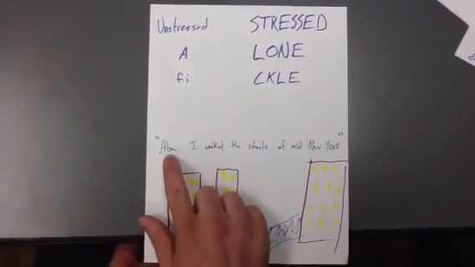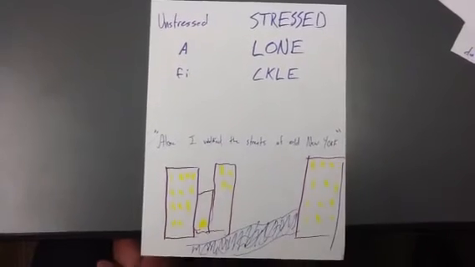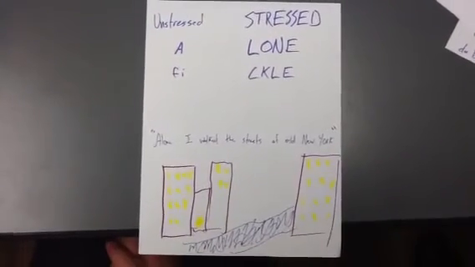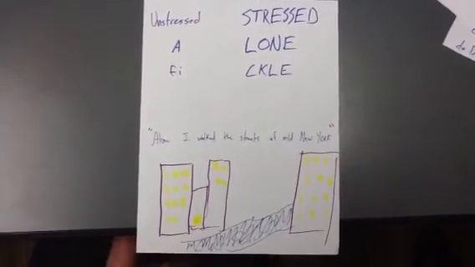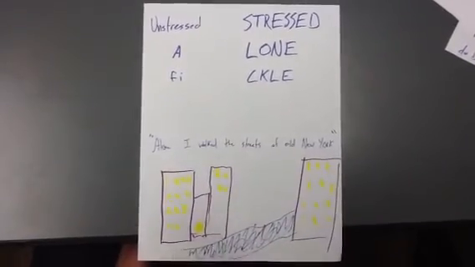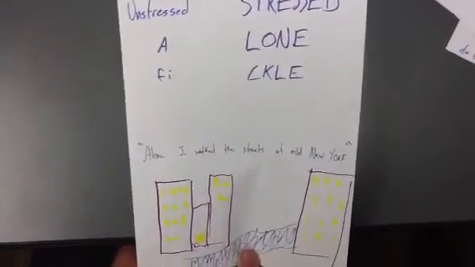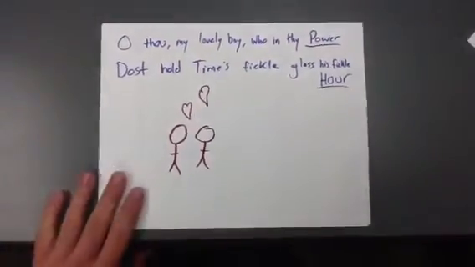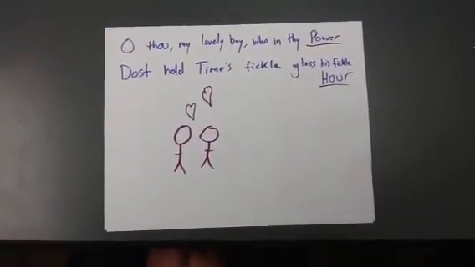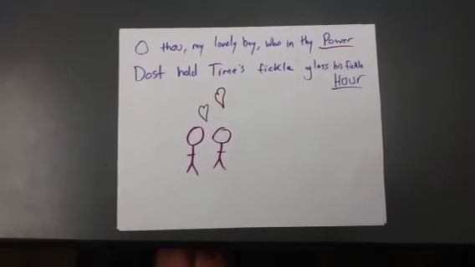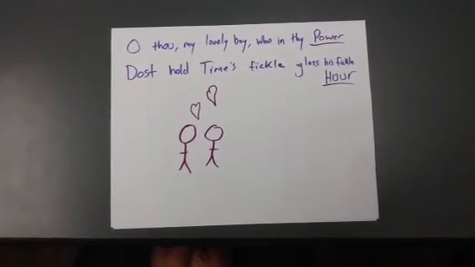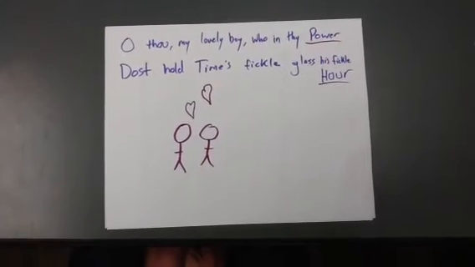Now, iambic pentameter sounds like this. Alone I walked the streets of old New York. This is a very bad example. It's kind of clopping along. Shakespeare had much more beautiful language. O thou, my lovely boy, who in thy power dost hold time's fickle glass, his fickle hour.